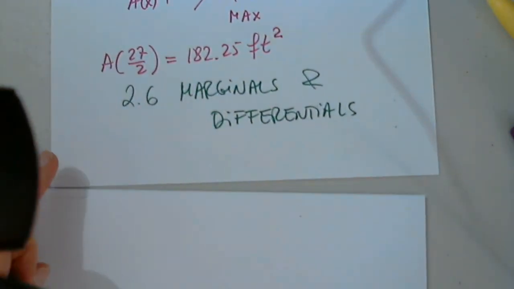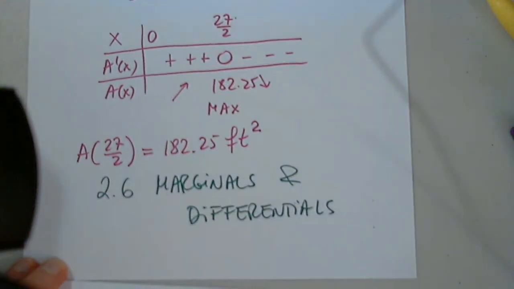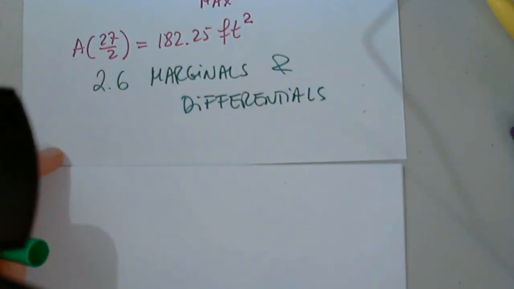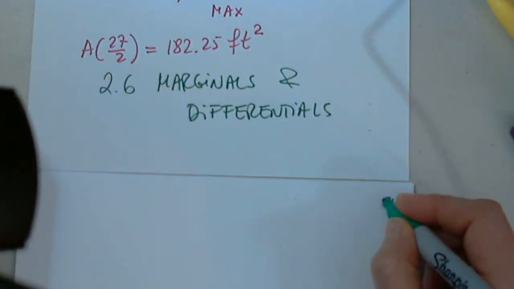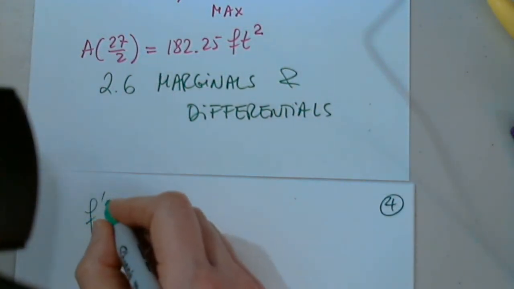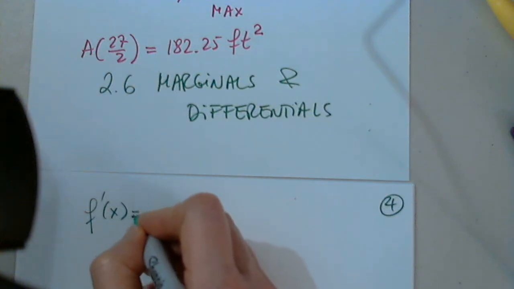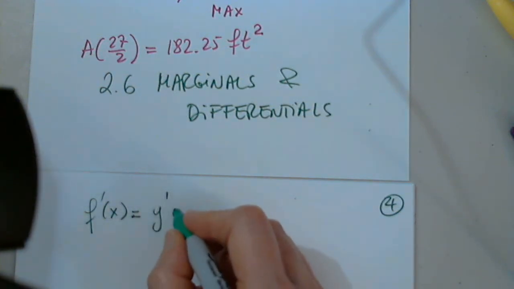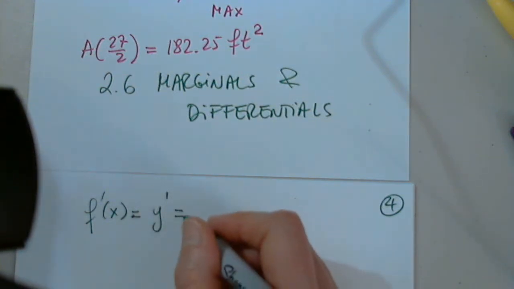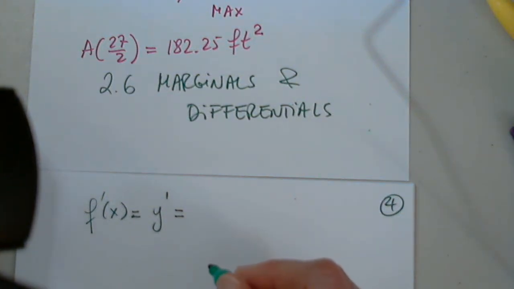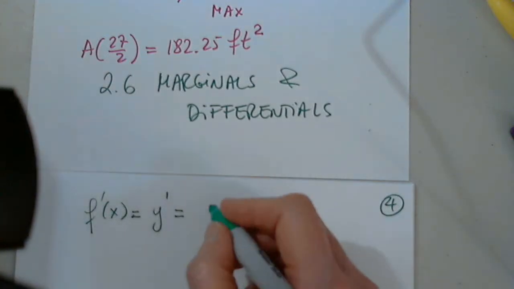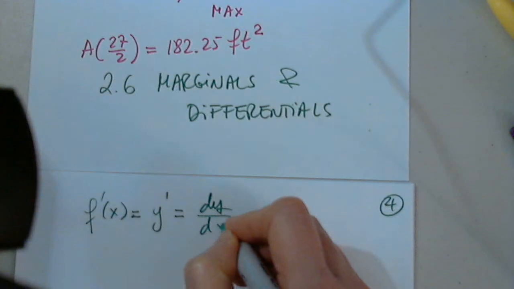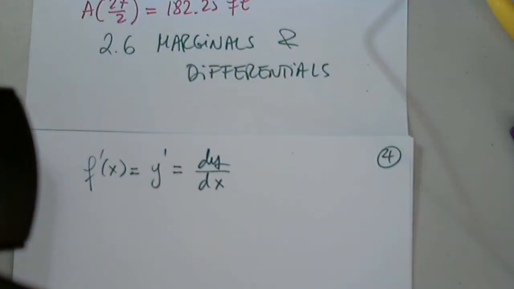First things first. On page 4. Does anyone remember, when we write f prime of x, we can also write y prime, but we also have another notation. We used it several times. Does anyone remember the other notation? Good. So keep that in mind.